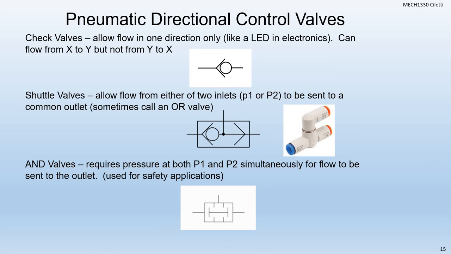AND valves require pressure at P1 and P2 simultaneously for flow to be sent to the outlet. So this and this have to happen, and then we send it out. An example is at a fast food restaurant where you want to get Coke from the soda dispenser. When you push the arm back, it's probably a limit switch or something back there that clicks, and it sends the syrup and the carbonated water at the same time and mixes them right before it goes into your cup.